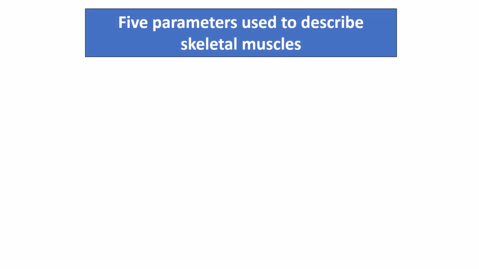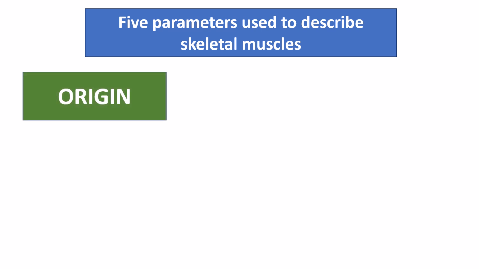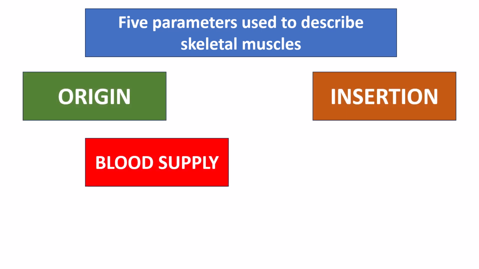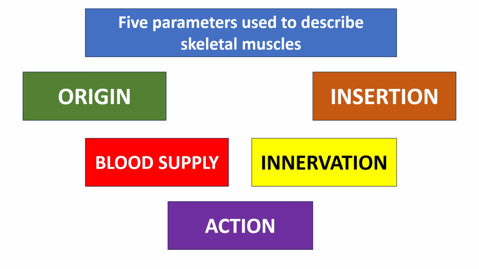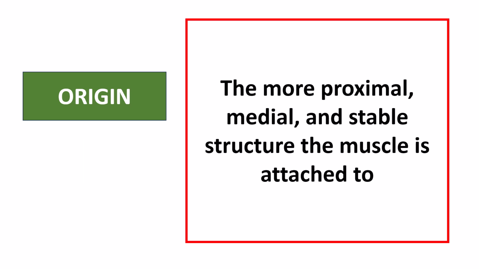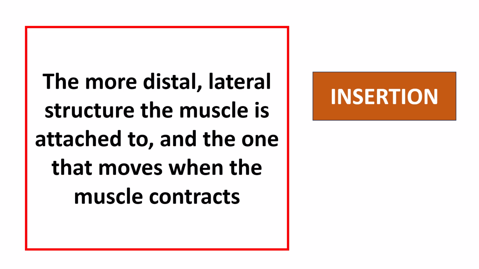There are five parameters we use to describe skeletal muscles: origin, insertion, blood supply, innervation, and action or function. Origin is the more proximal, medial, and stable structure the muscle is attached to. Insertion is the more distal, lateral structure the muscle is attached to, and the one that moves when the muscle contracts.